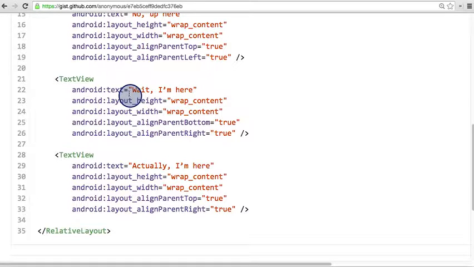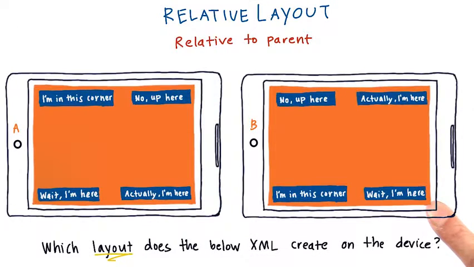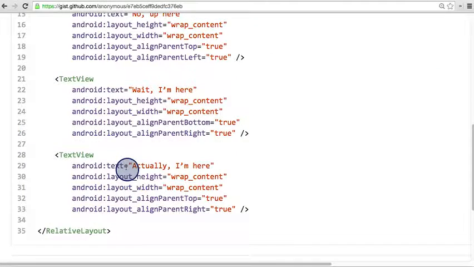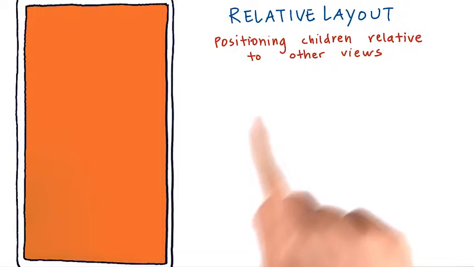The third text view says, wait, I'm here. This is aligned to the parent's bottom and right edges. This puts it in the bottom right corner of the parent. And we confirm that it's in the bottom right corner. For option B to be fully correct, the last text view should be located in the top right corner of this screen. And it should say, actually, I'm here. And indeed, the last text view says, actually, I'm here. And it's aligned to the parent's top and right edges.